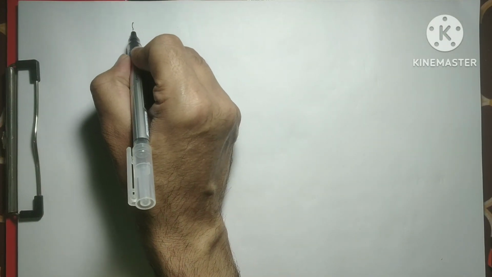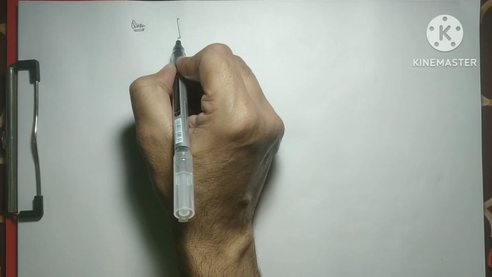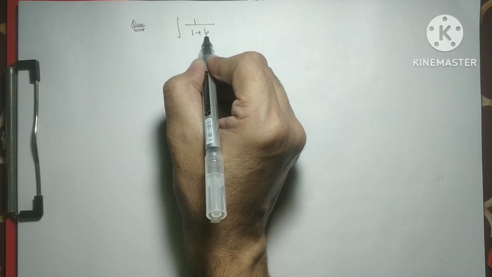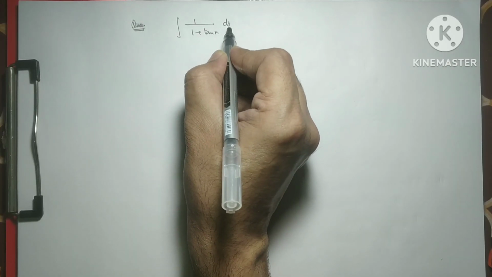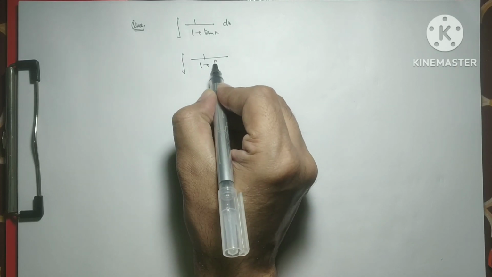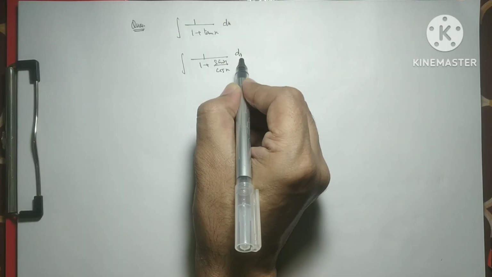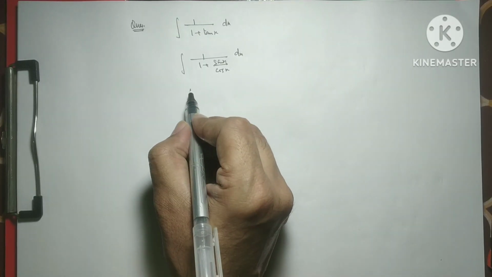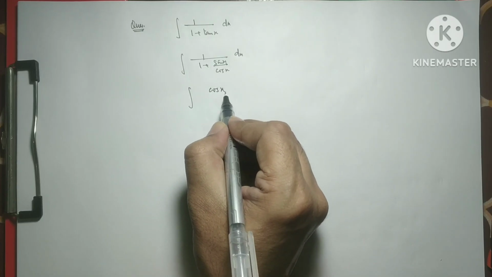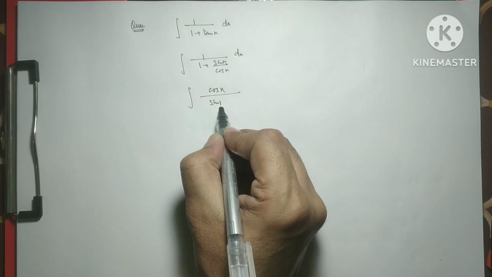Now next question, integrate 1 over 1 plus tan x. So it is 1 over 1 plus sin x over cos x, and on taking LCM and readjusting this expression, cos x comes in the numerator and this becomes sin x plus cos x.